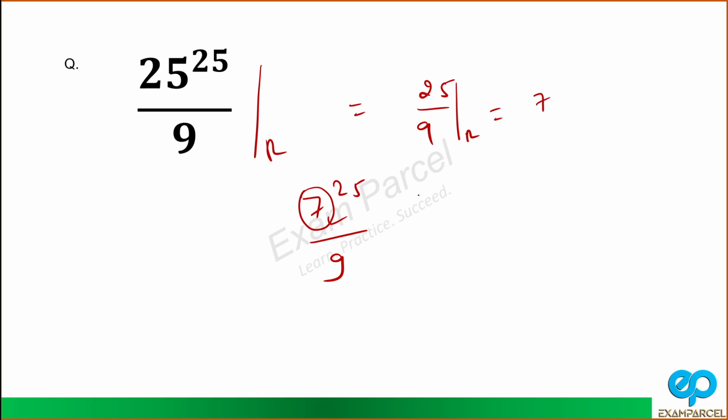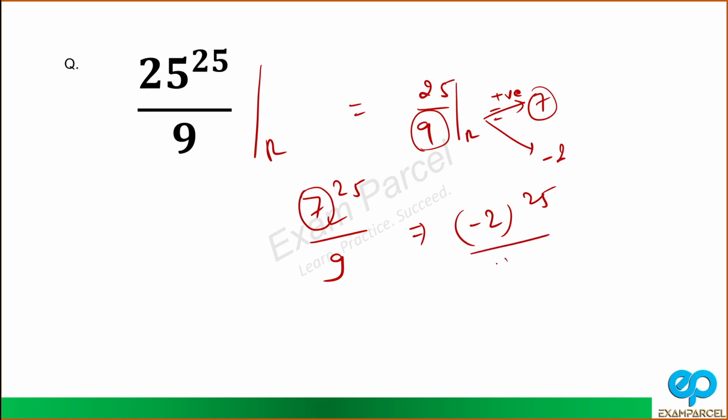So what I will do is convert this to a negative remainder. So this was the positive remainder, and what would be my negative remainder? So 7, and I need 2 to make 9, right? So 2, and I will put a minus sign. So minus 2. So minus 2 raised power 25 by 9.